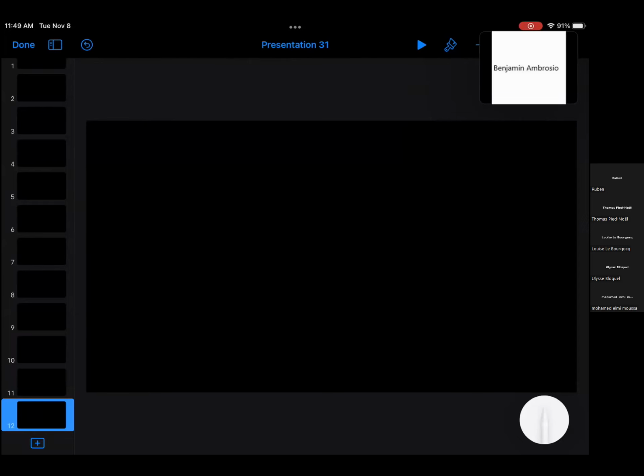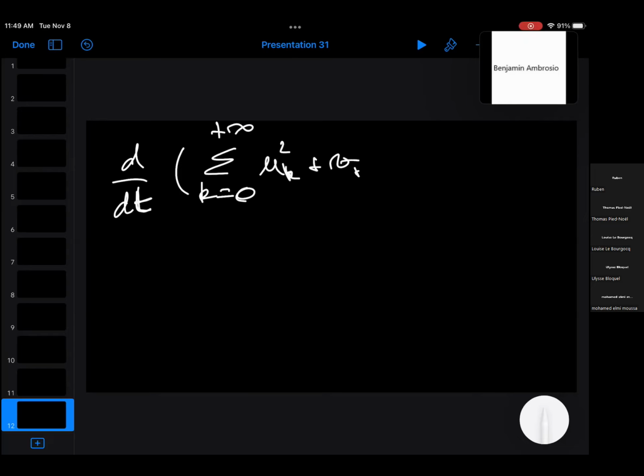Okay, with that in mind, now, if I have that, I can look again at this quantity, which is the norm L2.